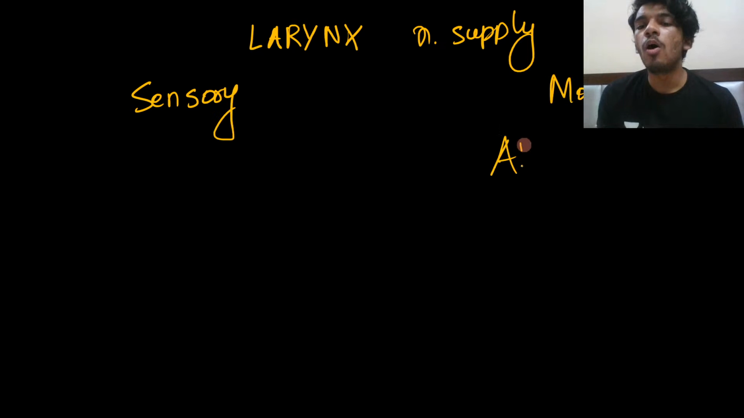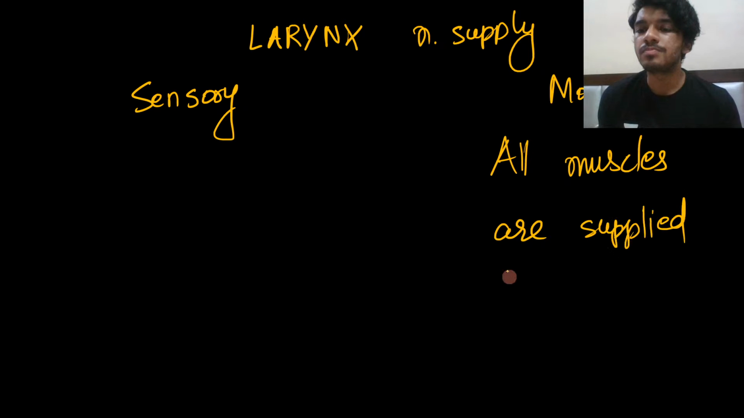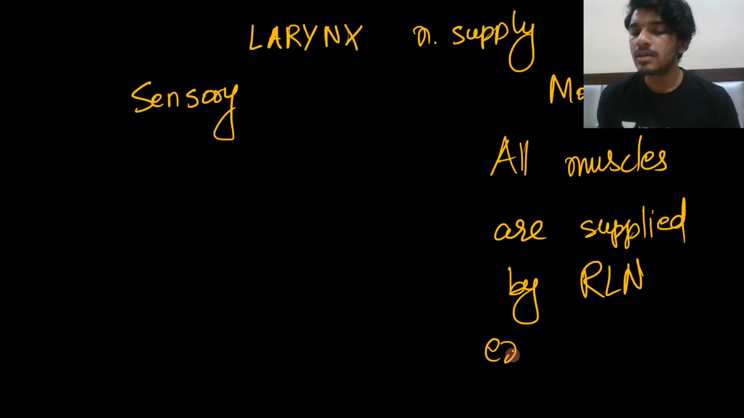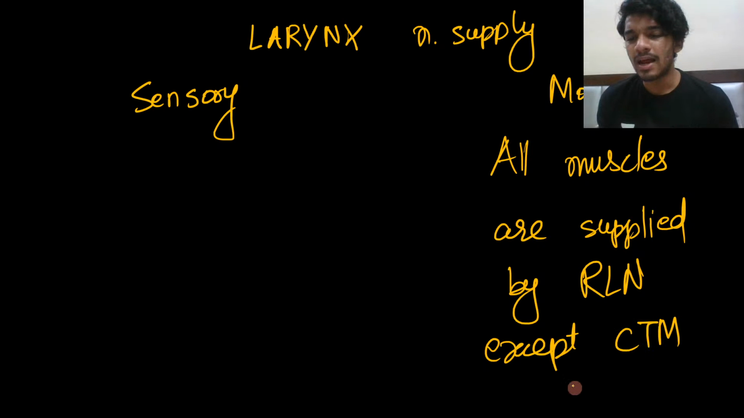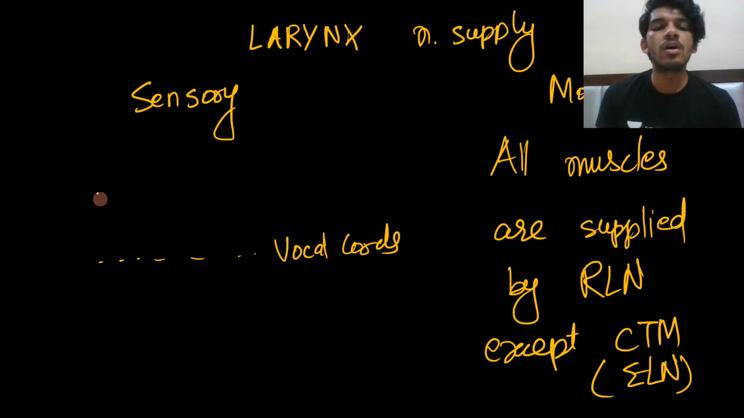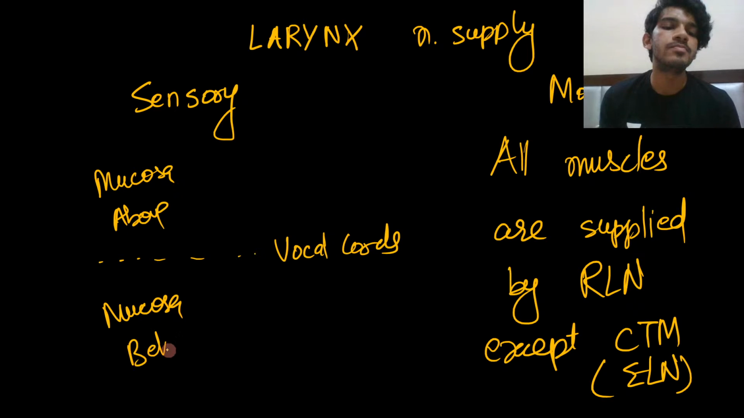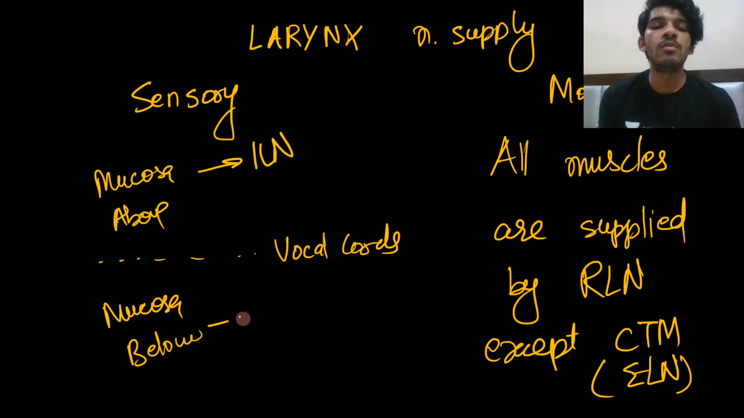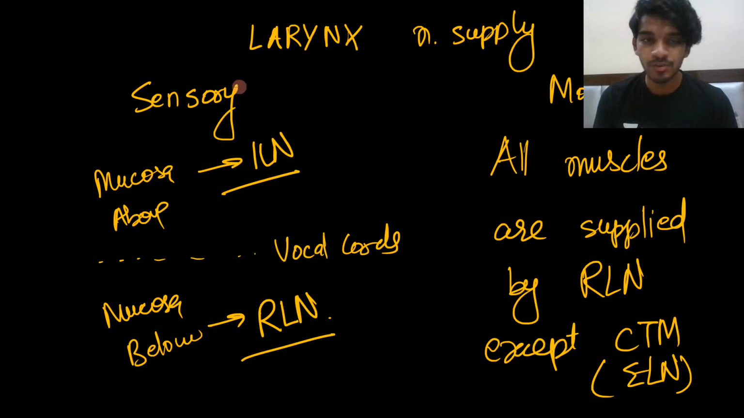So motor, remember, all muscles are supplied by the recurrent laryngeal nerve except the cricothyroid muscle, which is supplied by the external laryngeal nerve. This is a branch of the superior laryngeal nerve. Sensory, you have two divisions. This is the vocal cords. So above the vocal cords, the mucosa above and mucosa below. Mucosa above is supplied by the internal laryngeal nerve, and mucosa below will be supplied by the recurrent laryngeal nerve. So these are the two concepts related to this nerve supply of the larynx.